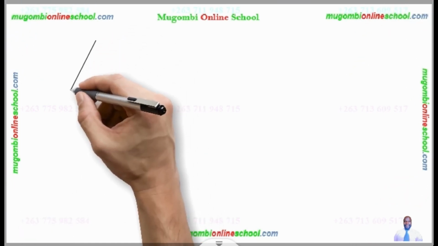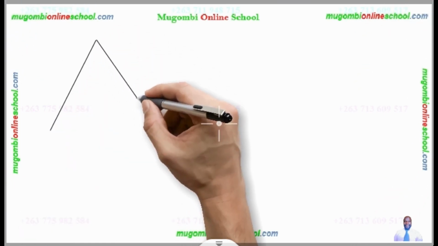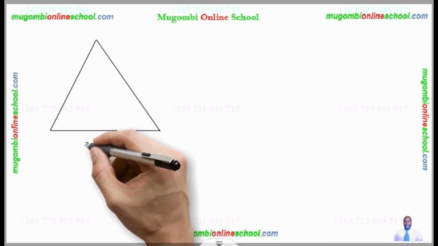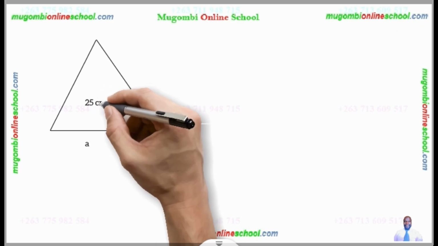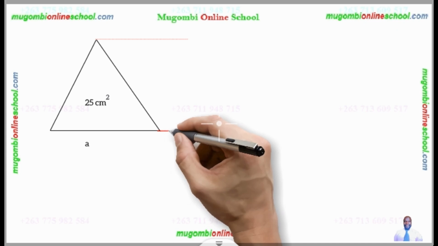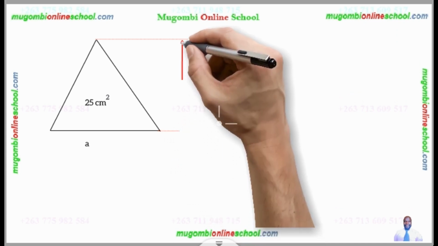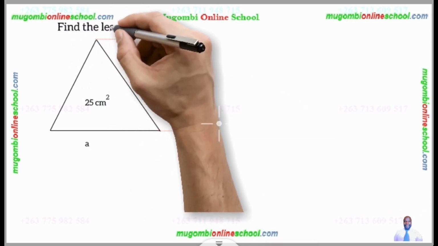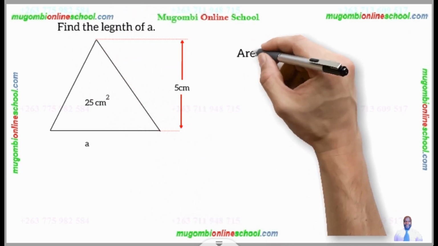Suppose we are given another problem to solve. We have got this shape, which is a triangle, and this side is A, and the area of this triangle is equal to 25 squared centimeters, and the actual height of this triangle is given as 5 centimeters like this. Then we are required to find the length of A.